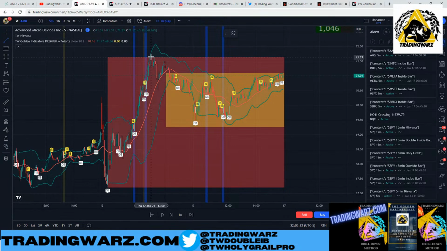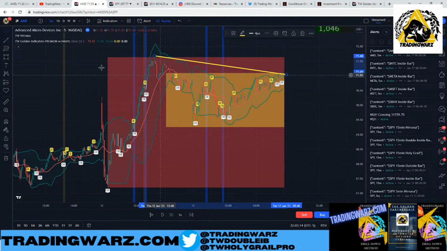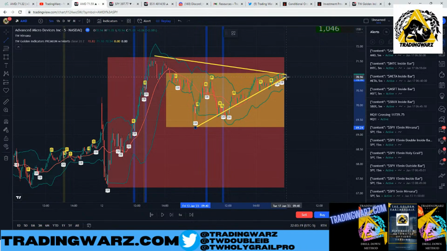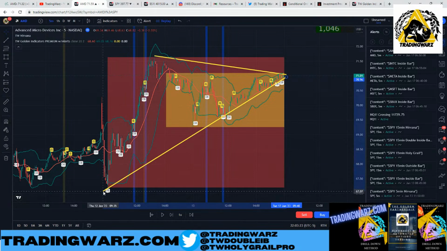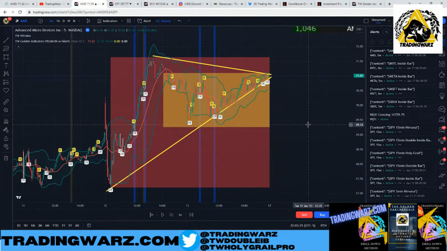And what are we seeing here? Price action is getting tighter and tighter. Like that, so you could see it. You could draw it with lines, however you want to see it like this. You could see that it's getting tighter and tighter and tighter.